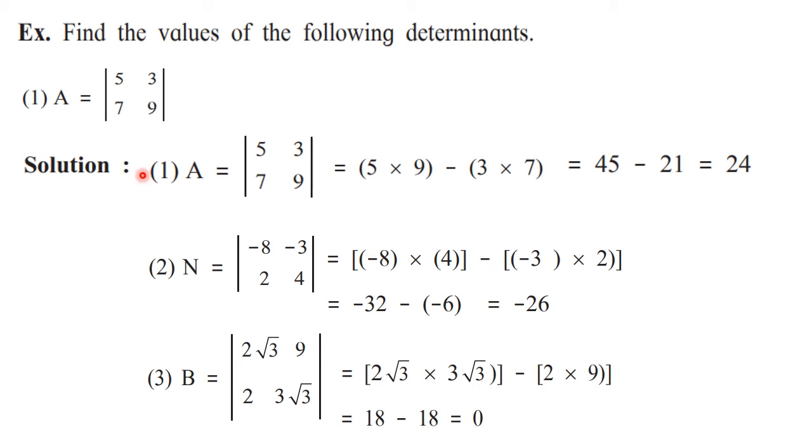So what we can understand from this is the value of the determinant can be positive, it can be negative, it can be 0. It is not so that the value of determinant is always positive. So it can be either 0, positive, or negative. Got it? Now let's go ahead.